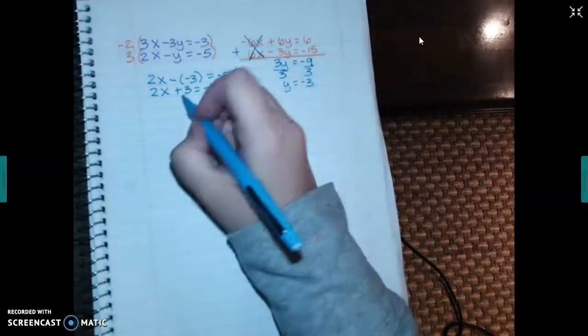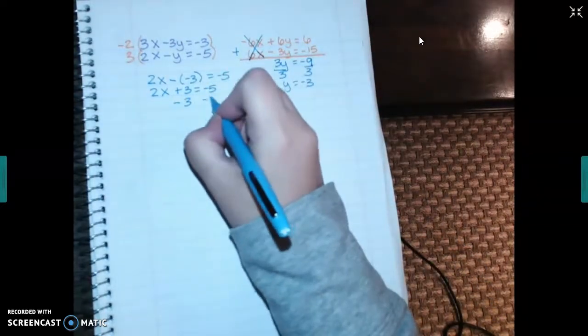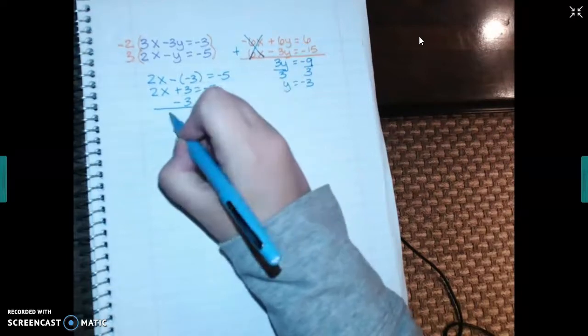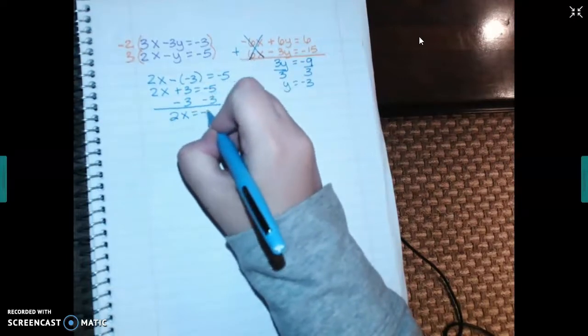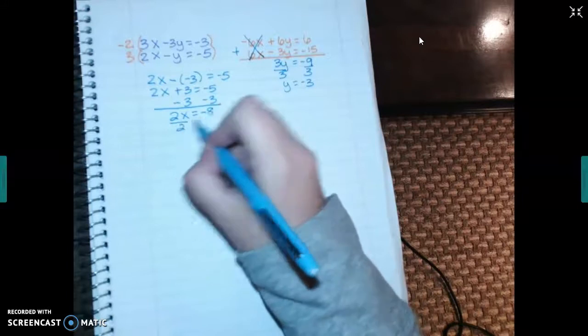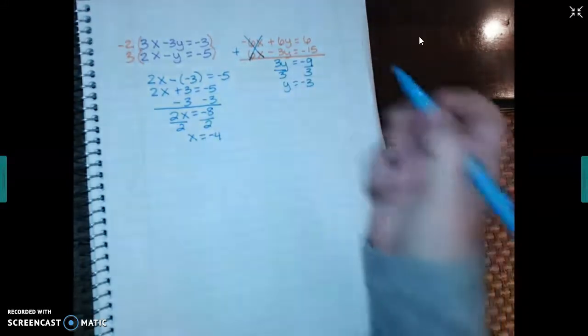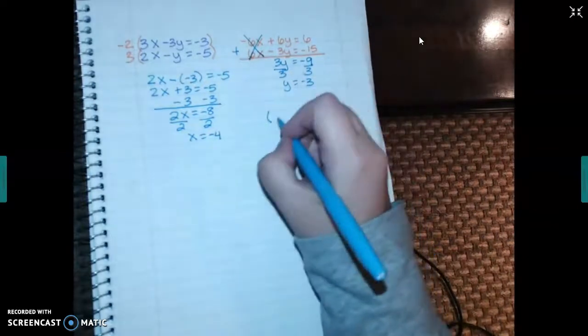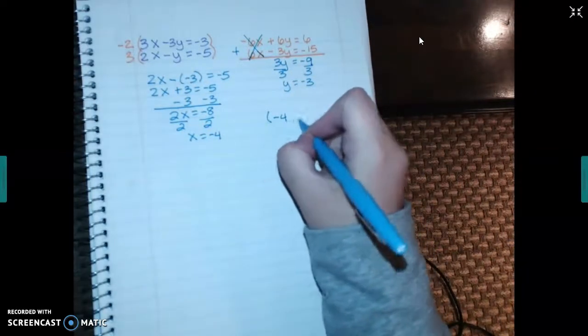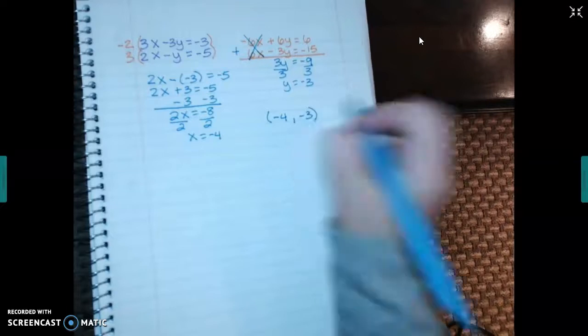I will now go ahead and solve this equation. Subtract 3 on both sides, which will give you 2x equals negative 8. Divide by 2 on both sides, and you get x equals negative 4. Your x value is negative 4, and your y value is negative 3.